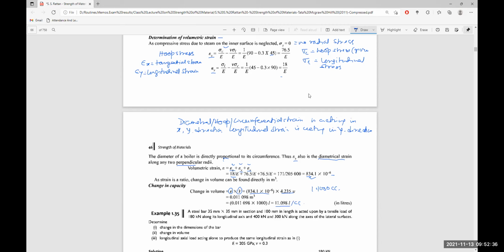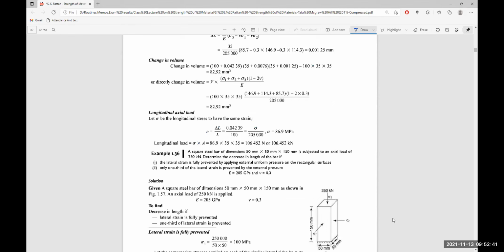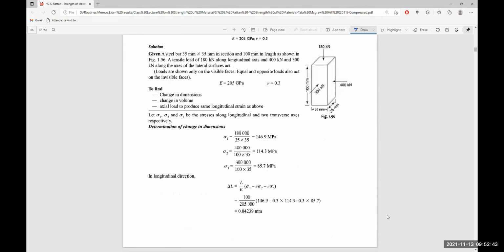Just I am quickly going to another problem that will be not very lengthy. It is a lengthy problem. Let us start for a few minutes.